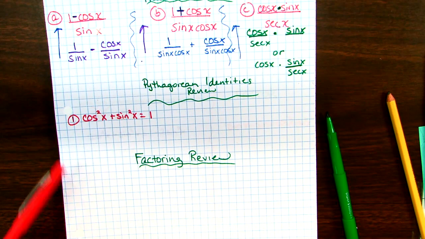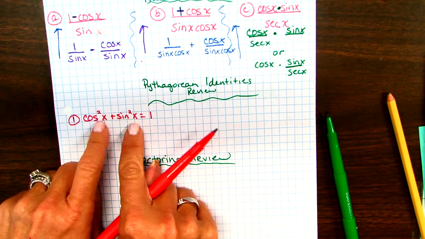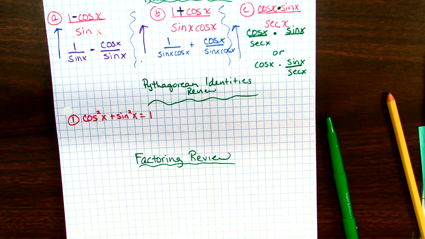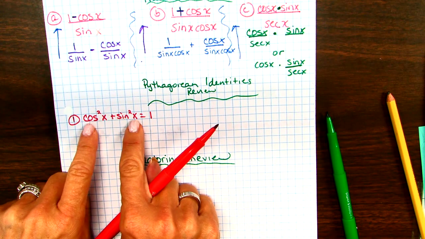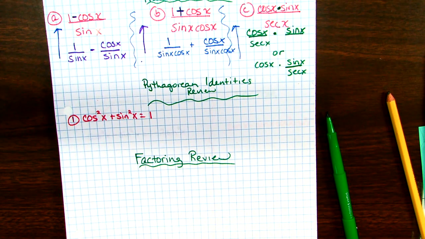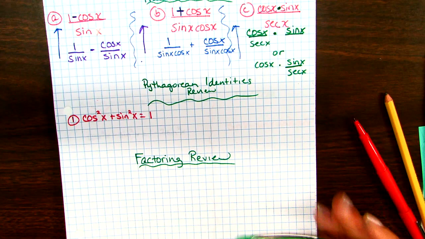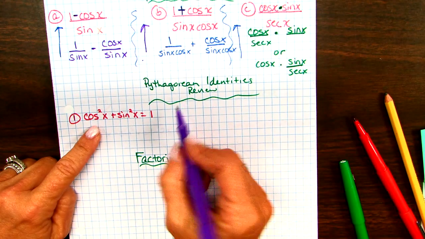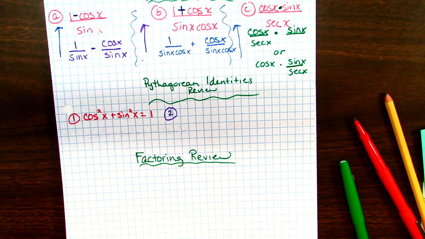Okay, so cosine squared x plus sine squared x equals 1. Remember, x can be theta, alpha, gamma, whatever. It can be any letter. I just use x. Use whatever letter you want. And cosine squared and sine squared can be switched, right? Because it's addition. That doesn't mean anything. But then we can write this two other ways by isolating different words.